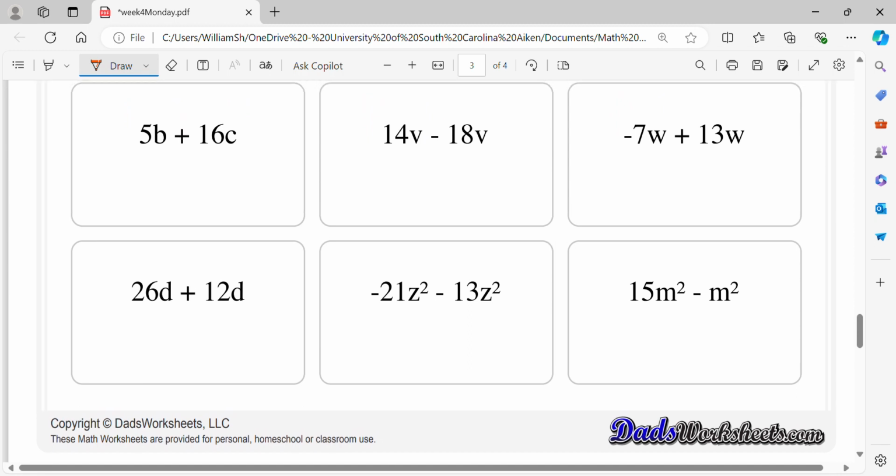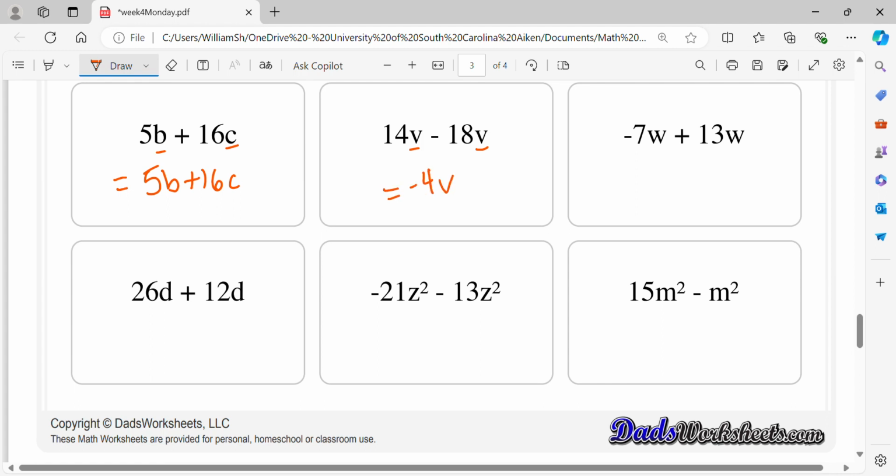Alright, let's keep going. I've got 5b plus 16c. Are these like terms? No, they're not. B and C are not like terms, so I cannot combine them, and I just have to leave it as 5b plus 16c. Up next, I have 14v minus 18v. V is my like term in both of these numbers here. So I've got 14 minus 18 is going to give us negative 4v.